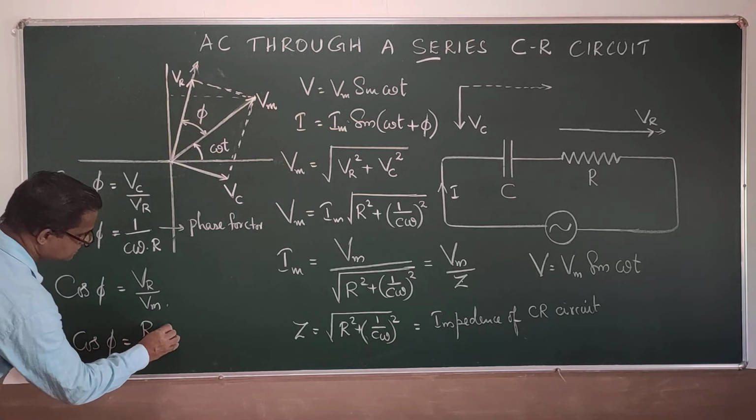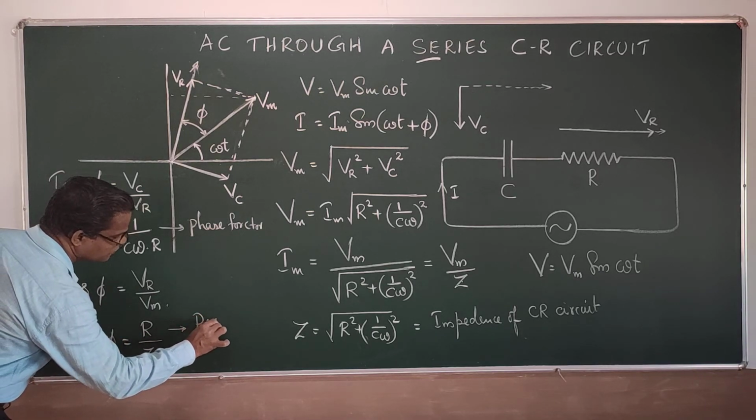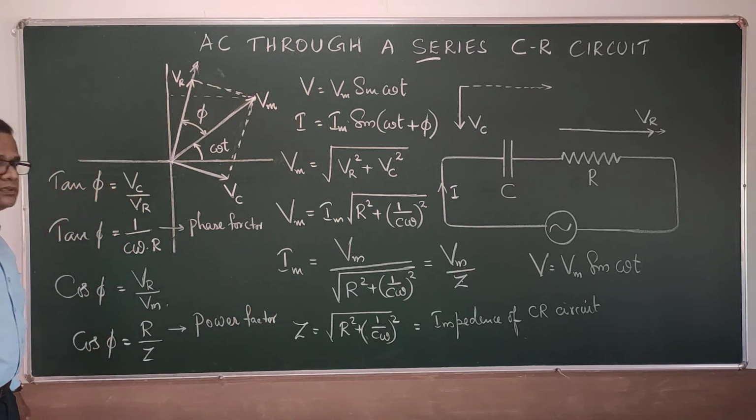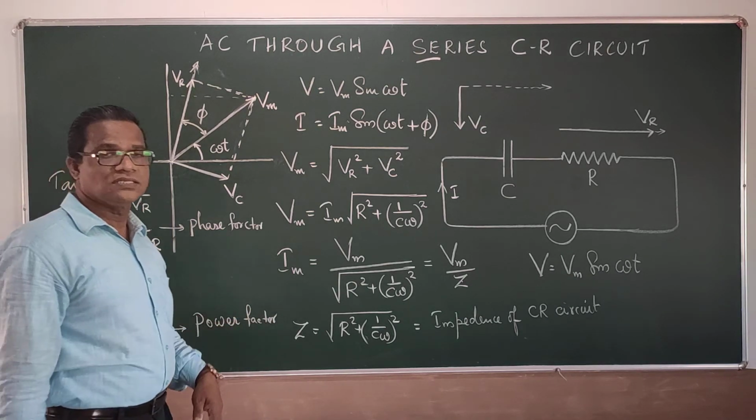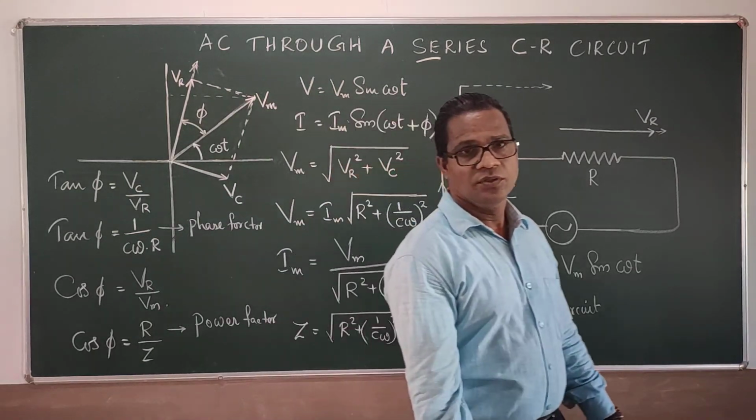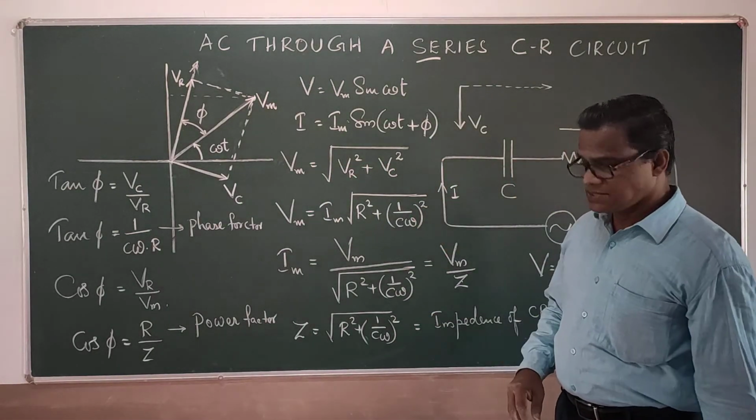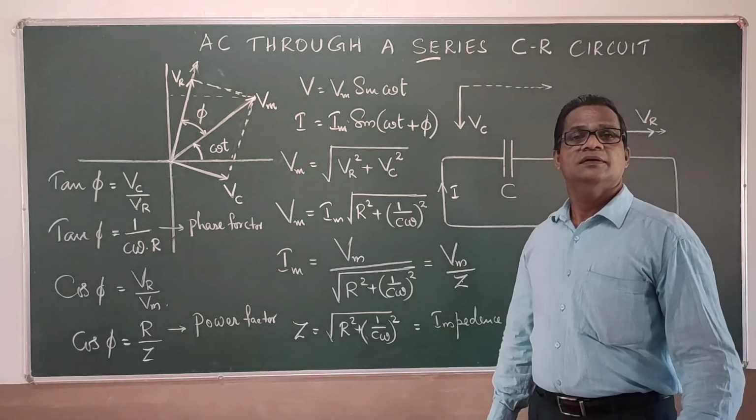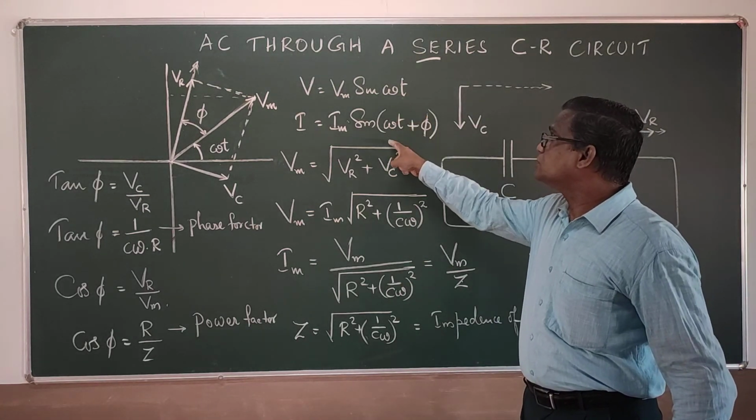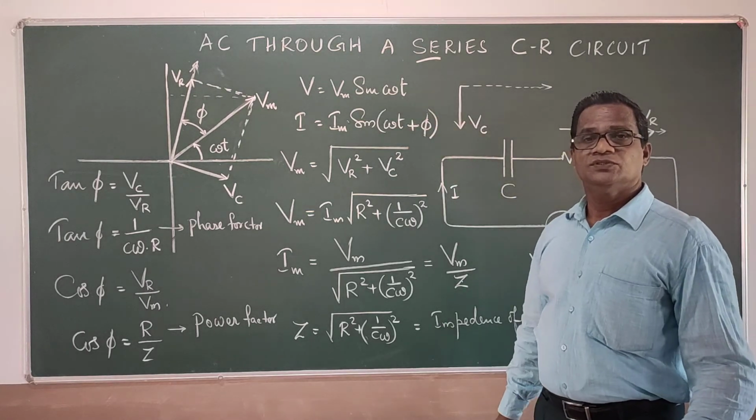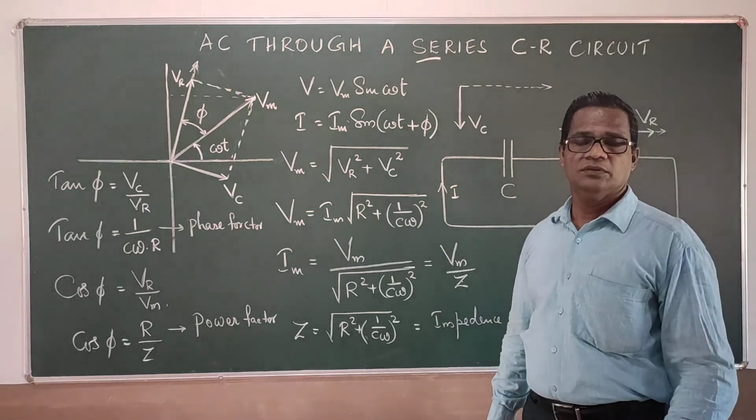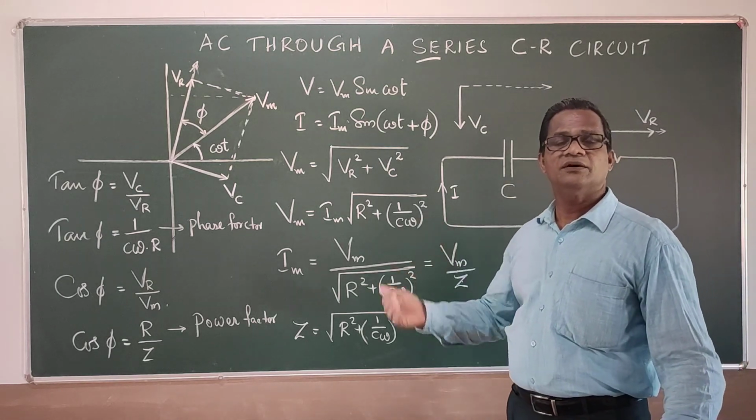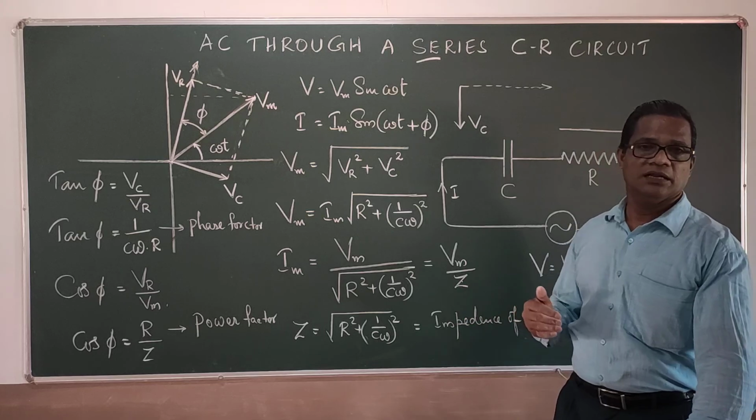Then this is the power factor for the CR circuit, that defines the power in the CR circuit. So these are the terms we are supposed to consider in this case. So this is most important. If it is a capacitive circuit, then the current will always be leading the voltage by a phase angle.